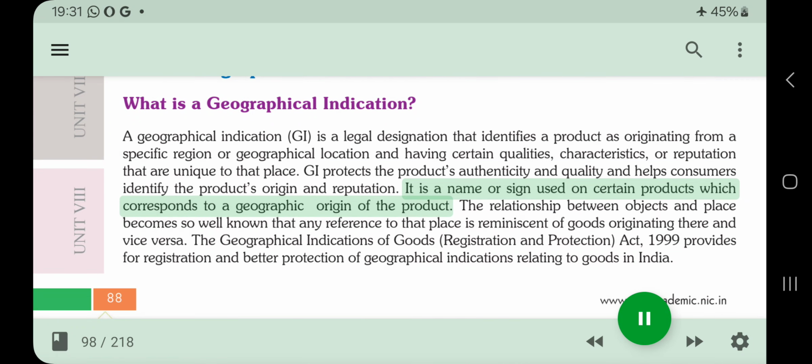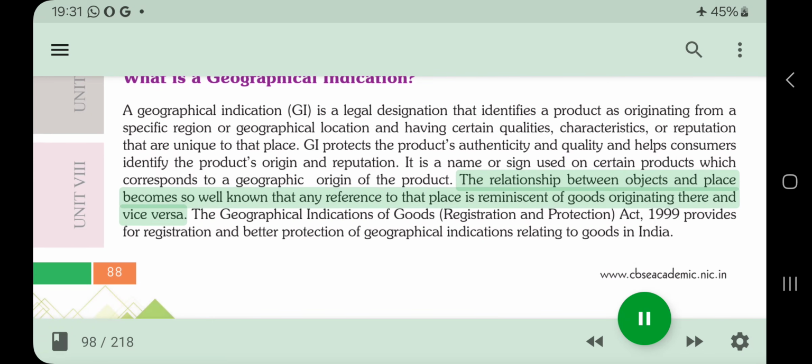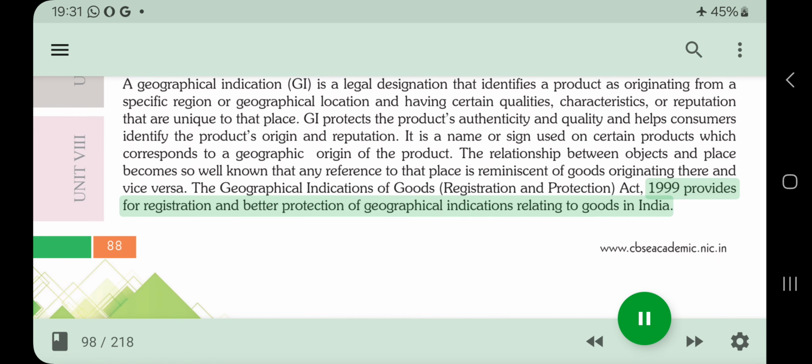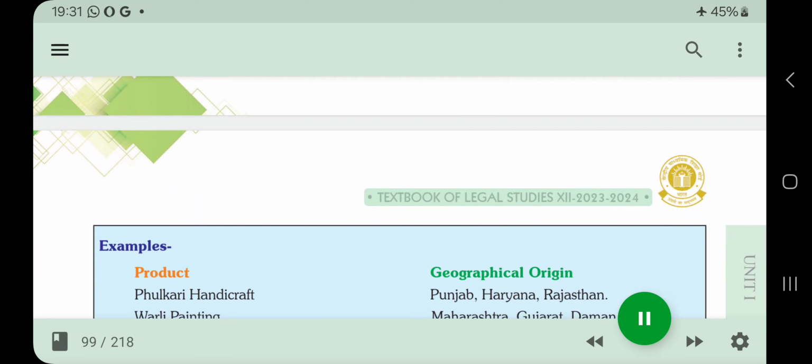It is a name or sign used on certain products which corresponds to a geographic origin of the product. The relationship between objects and place becomes so well known that any reference to that place is reminiscent of goods originating there and vice versa. The Geographical Indications of Goods, Registration and Protection Act, 1999 provides for registration and better protection of geographical indications relating to goods in India.